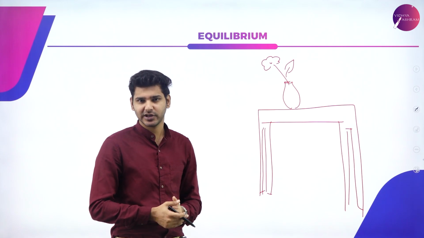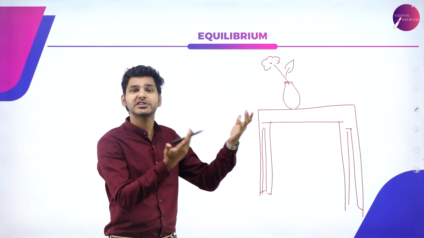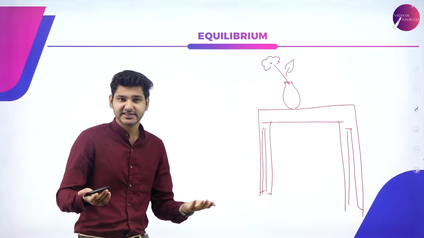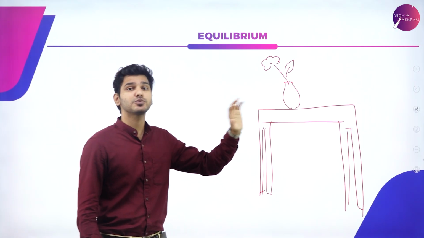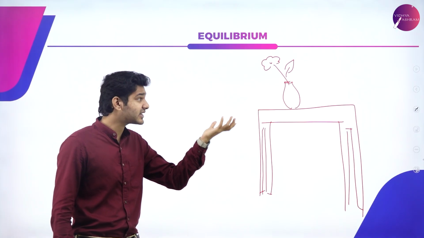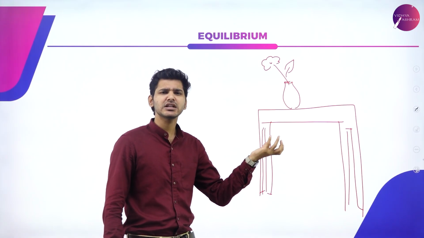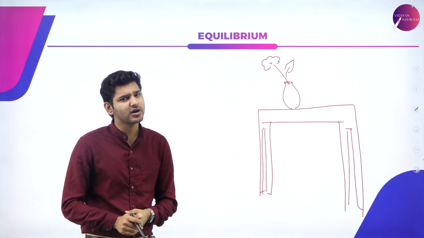So why is that happening? The very simple reason is that, sir, no one is touching it, no one is moving it, so obviously it will be there only. So my question is, if no external forces like no one is touching it, no one is pushing it, if no external factors like that are affecting this flower vase, then does that mean that no force is affecting this flower pot?